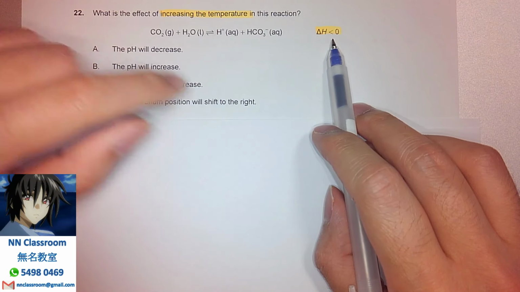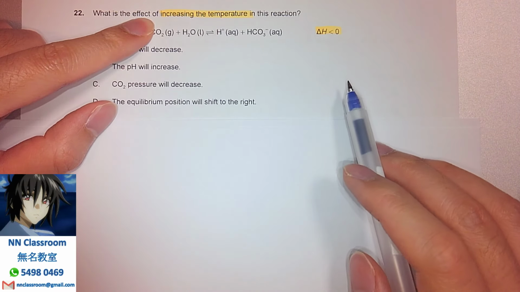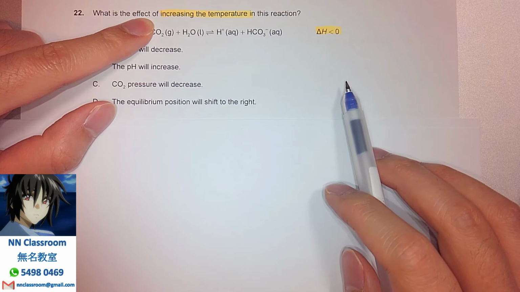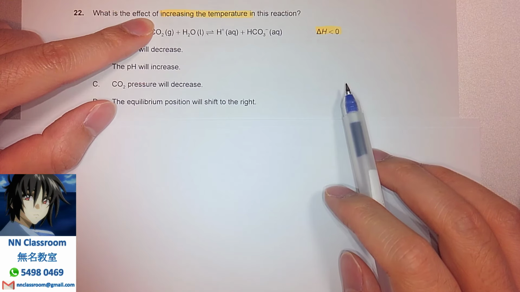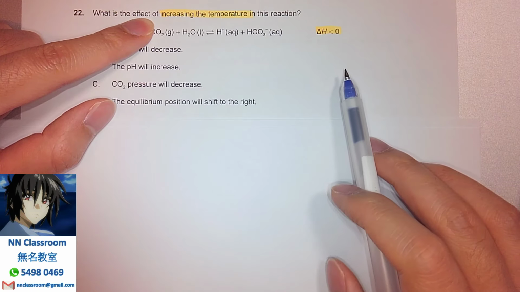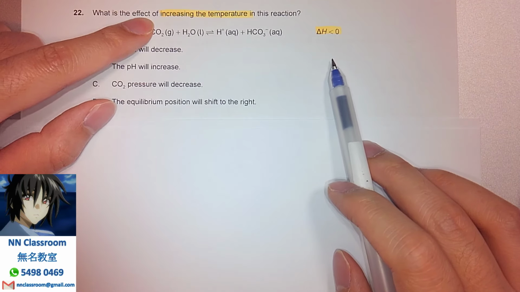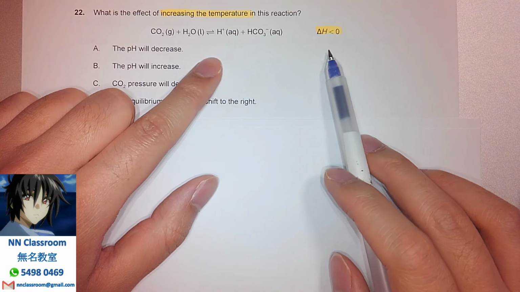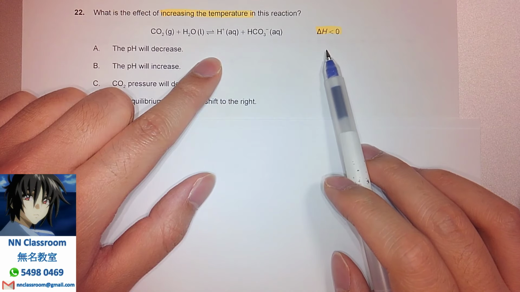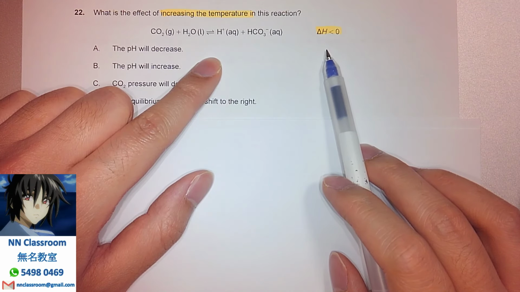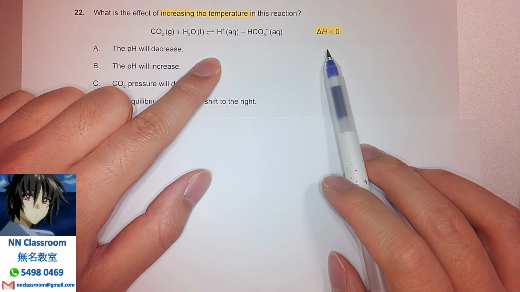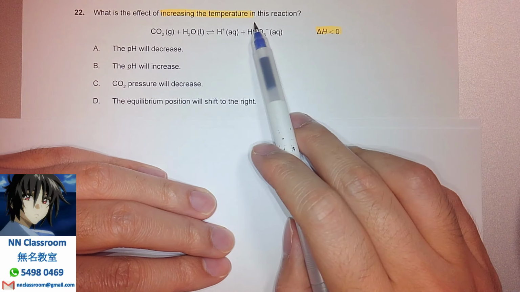So remember, this is a really classical question asking about a really important principle in topic 7, Le Chatelier's principle. Le Chatelier's principle states that an equilibrium system will tend to shift the equilibrium position in a way to relieve the stress that we input to it. So what is the stress that we input to it? In this case, it is increasing temperature, right?